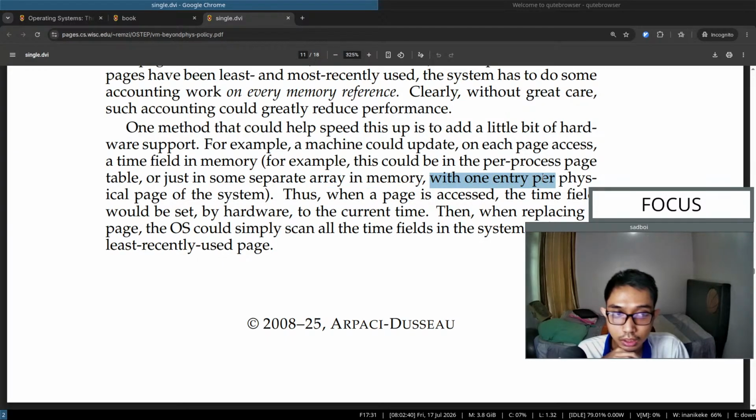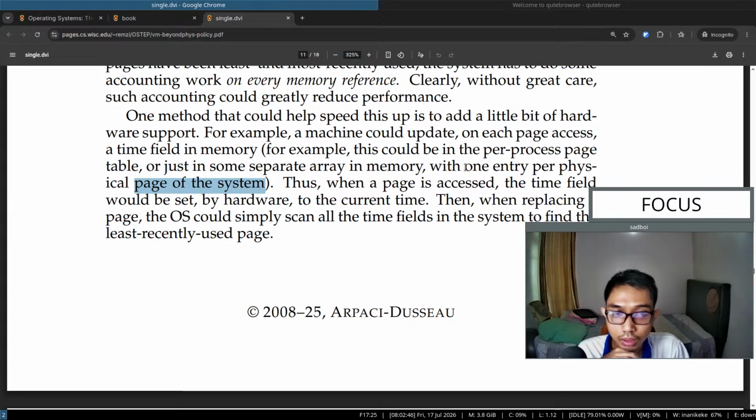With one entry per physical page of the system. Okay, so this spared array in memory, the entry is per physical page rather than per process, I assume.